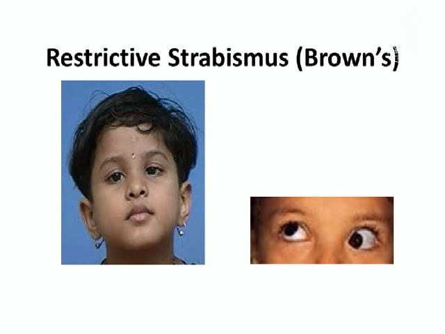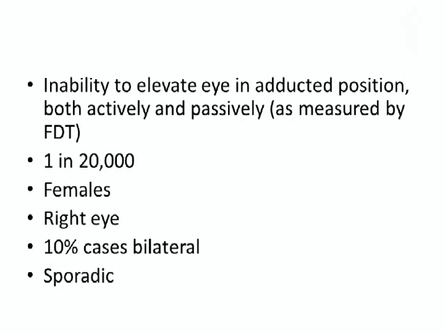So Brown syndrome. What is Brown syndrome? This is a condition causing restrictive strabismus. There is inability to elevate the eye in adducted position, both actively and passively. In case of superior oblique palsy, there will be difficulty in depression in adducted position. But in case of Brown syndrome, there will be inability to elevate the eye in adducted position. It's more common in females, the right eye is involved more commonly, and 10% of the cases are bilateral, and it is sporadic in nature.